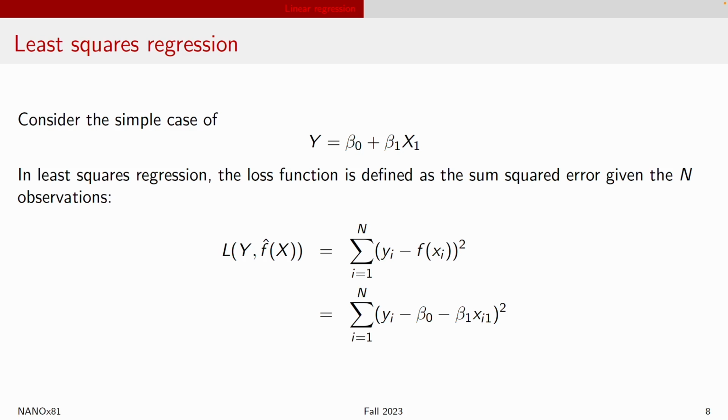What do you do when you want to minimize a function? Calculus, anyone? Correct. So to minimize my L with respect to beta naught and beta 1, I'm going to take the derivative of my loss function with respect to beta naught and beta 1, and then I'm going to set them to 0. That's how you find the minimum of a function.